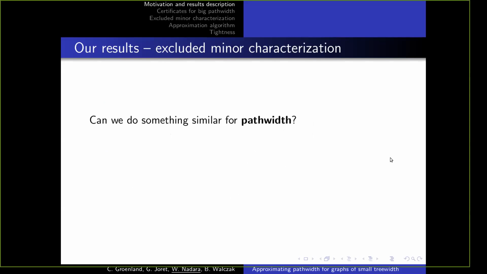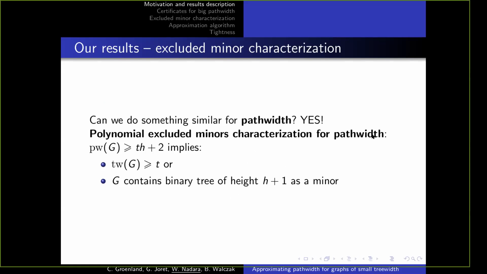Okay, but what about pathwidth? Can we do something similar? And the answer is yes. The first result that we prove is that if a graph has pathwidth at least th plus 2, then it either has a big treewidth, at least t, or it contains a big binary tree as a minor of height h plus 1.